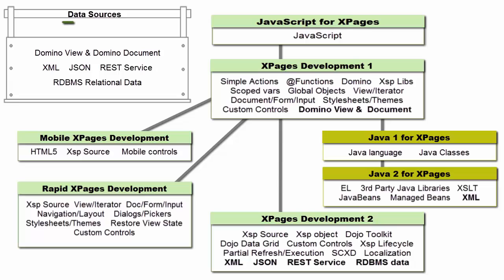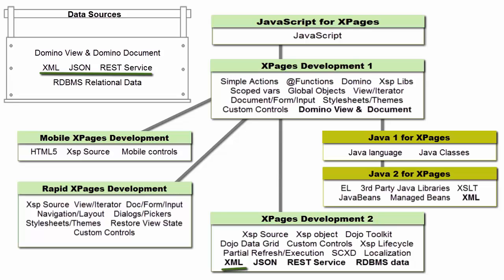The fifth and final set of tools is in the Data Sources toolbox. Using the Domino view and the Domino document data sources is first covered in the XPages Development 1 course, and then we continue to use these native data sources in all of our XPages courses. Other external data sources are also introduced and covered in other courses.